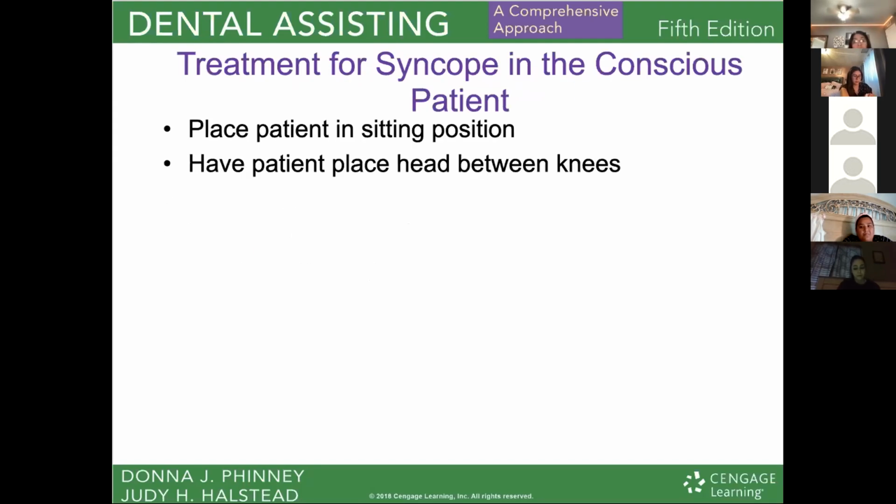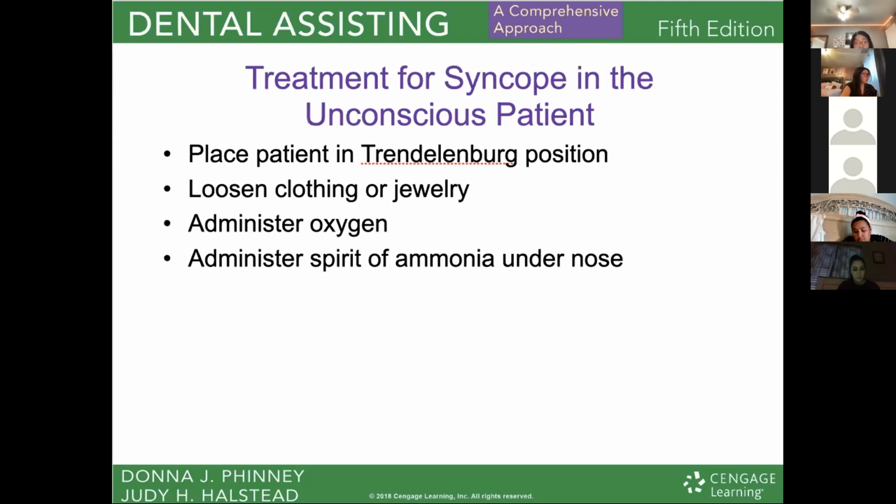So if the patient is conscious and they're exhibiting signs that they have syncope, you want to seat the patient up and have the patient lower his or her head between his or her knees. So you want to have the head lower than the heart. If the patient has fainted completely and is unconscious, but they're breathing, you want to place the patient in the Trendelenburg position and administer oxygen and spirits of ammonia. Loosen any clothing or jewelry, and then give them that oxygen and ammonia.